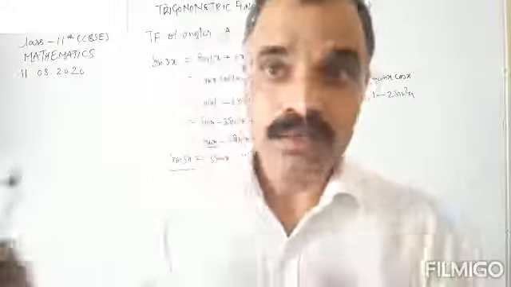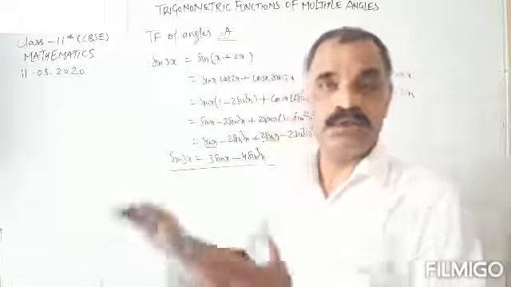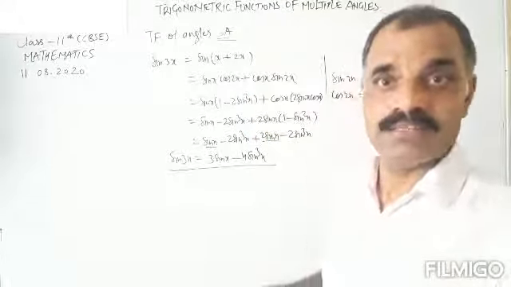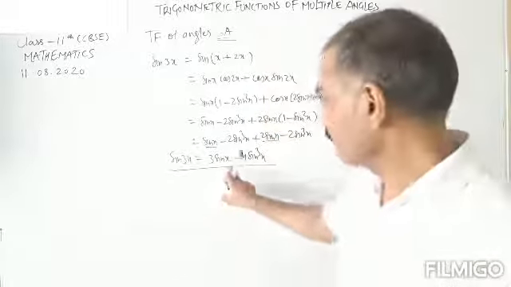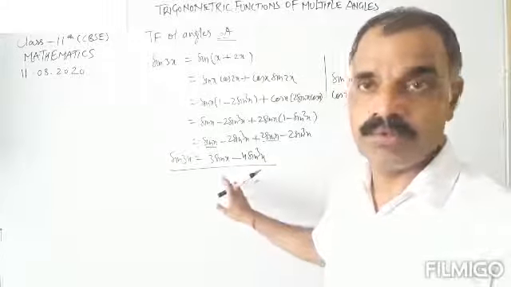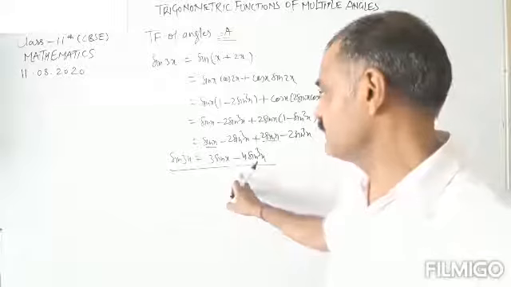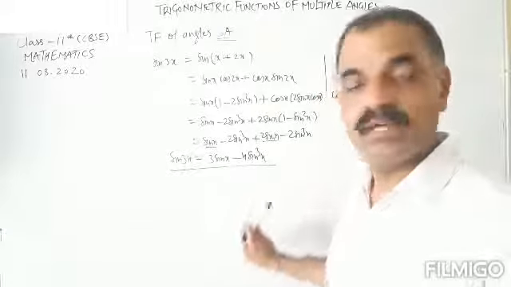So this is the identity. This is the conversion of sin 3x into sin x and sin cube x. From this we can also find the formula of sin cube x. This is an important identity to find sin cube x.